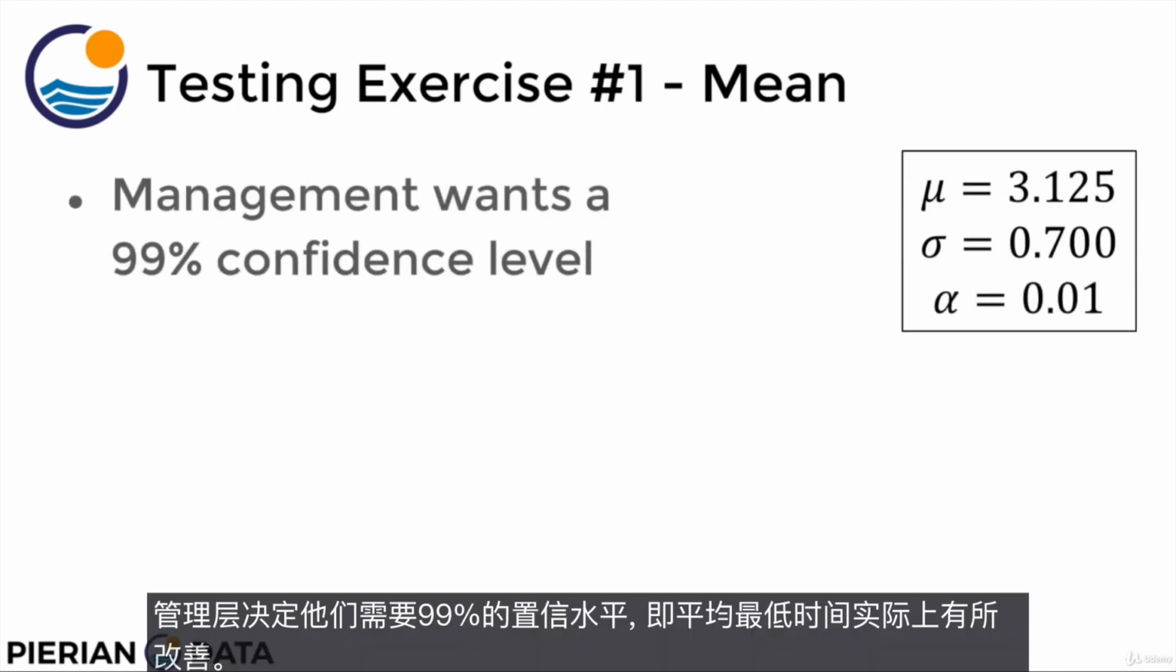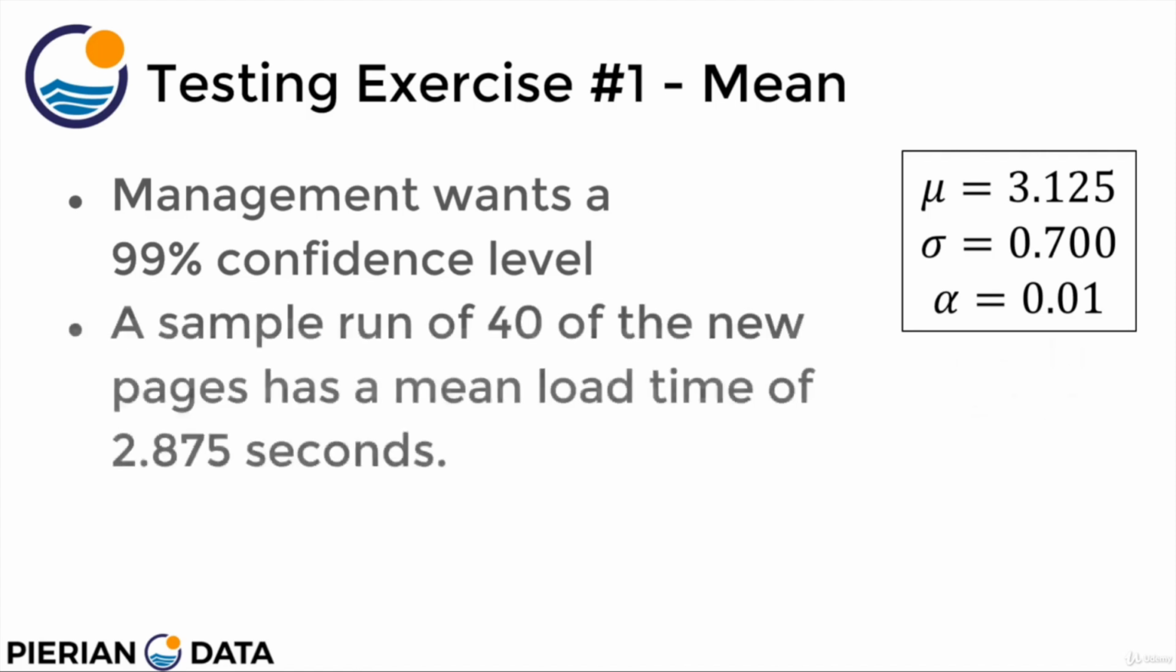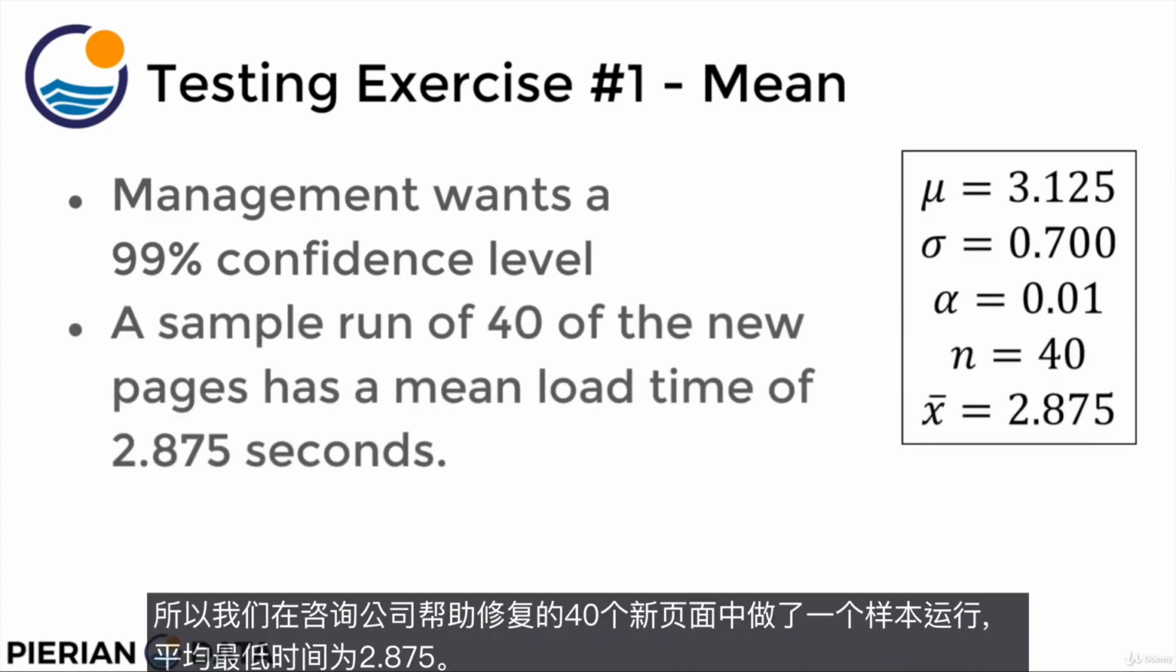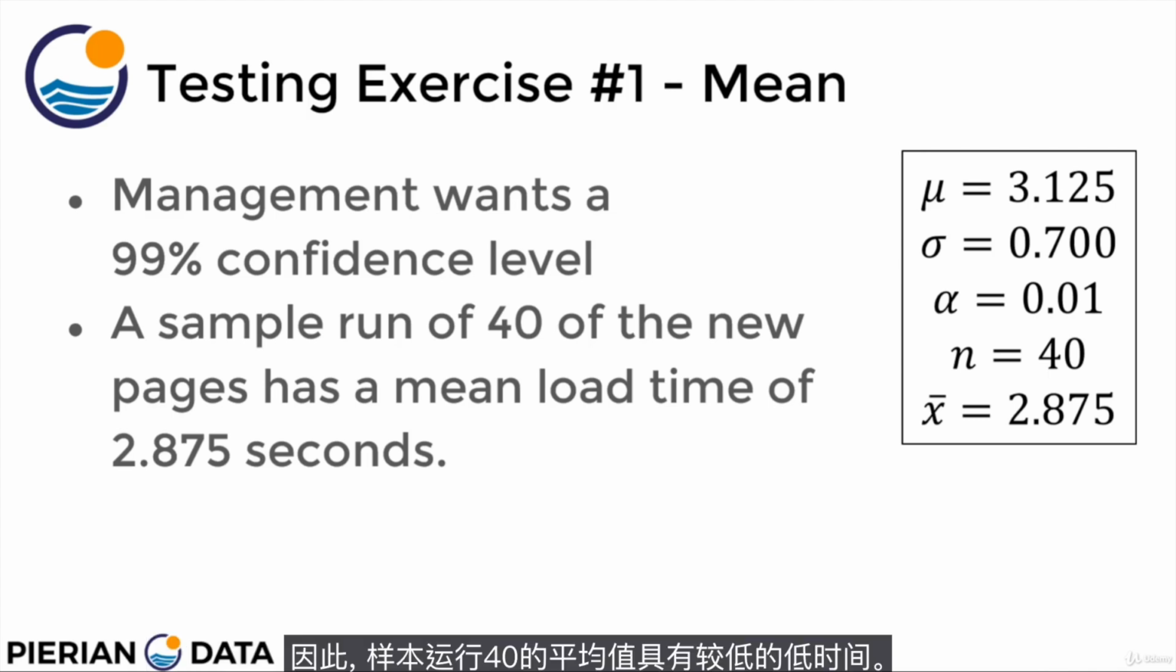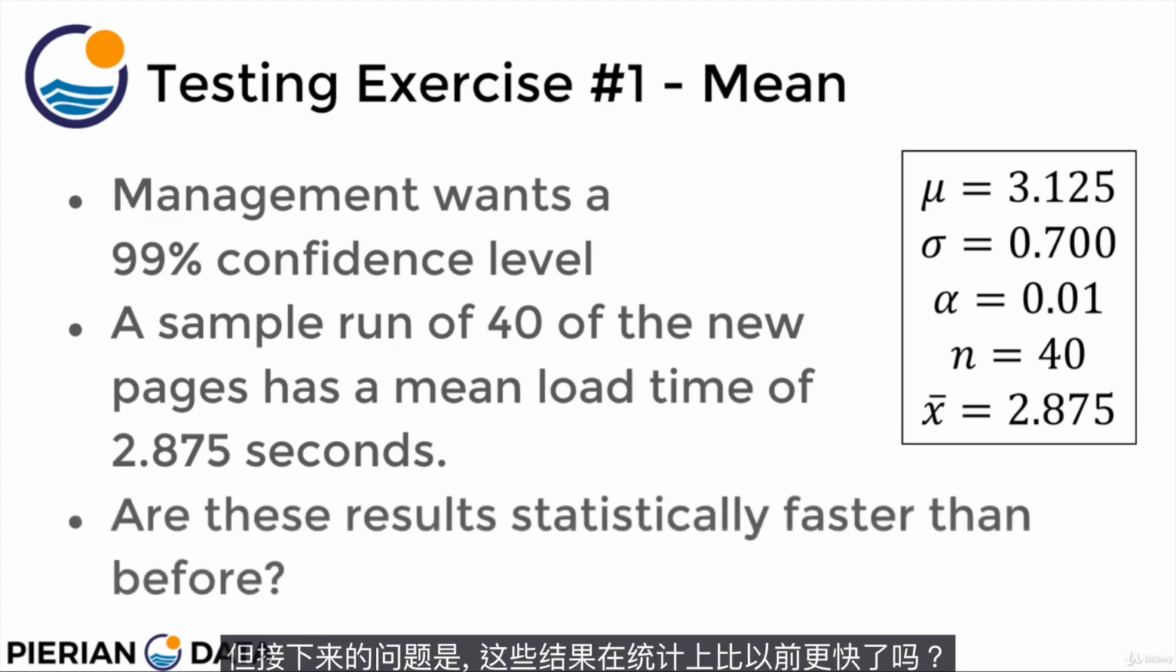Management decides they want a 99% confidence level that the mean load time actually improved. So we do a sample run of 40 of the new pages that the consulting firm helped fix, and that has a mean load time of 2.875. So the average of this sample run of 40 has a lower load time. But then the question is, are these results statistically faster than before?